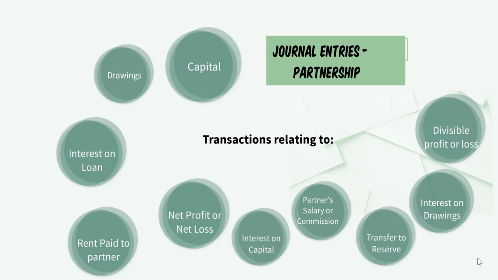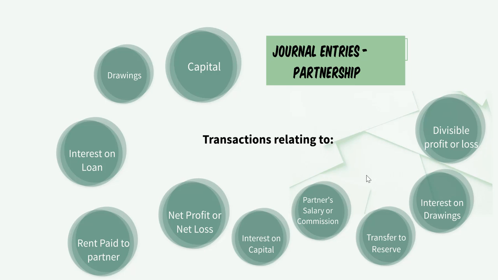Hi, in this video we will recapitulate a few journal entries which are specific to partnership firms. It has been divided or assorted under various heads such as capital, drawings, interest on loan, rent paid, appropriations such as interest on capital, partner salary, transfer to reserve, also the income of the firm which is interest on drawings, and the journal entry for transfer of profits or distribution of loss.